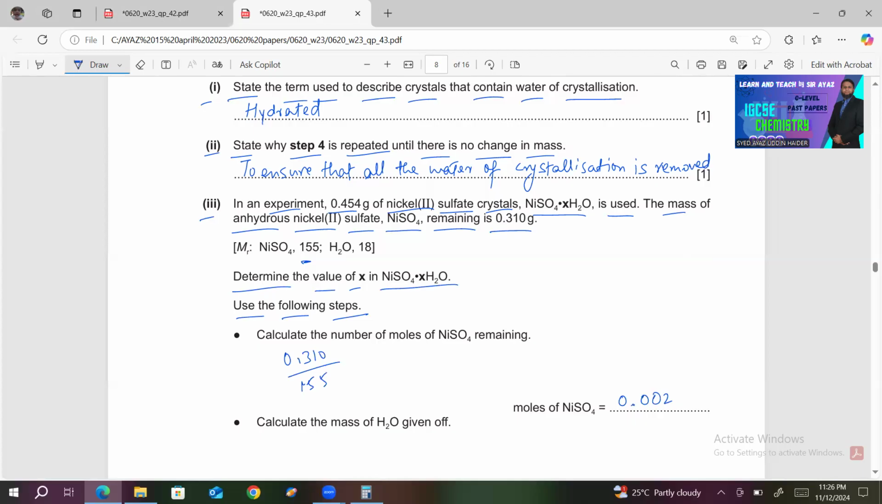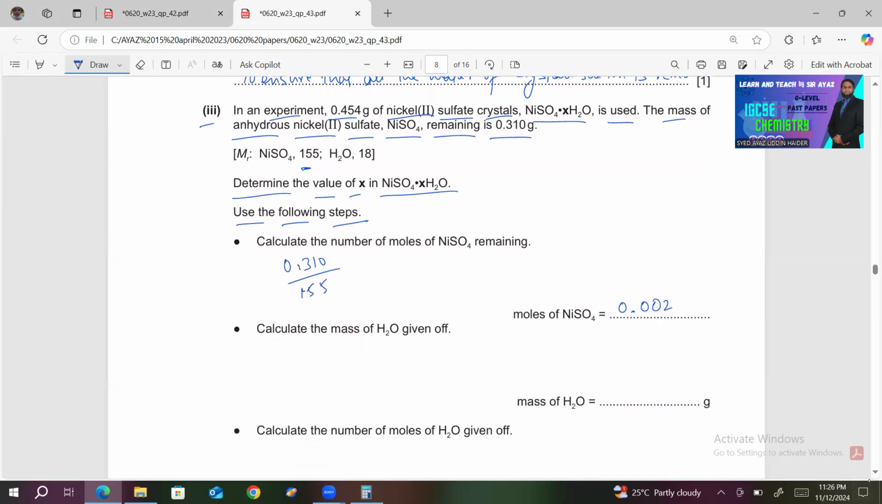Calculate the mass of H2O given off. So first of all, I need to find the mass of H2O here. That's what they are saying. So you subtract the mass of anhydrous nickel(II) sulfate from the mass of hydrated nickel(II) sulfate crystals. So 0.454 minus 0.310.